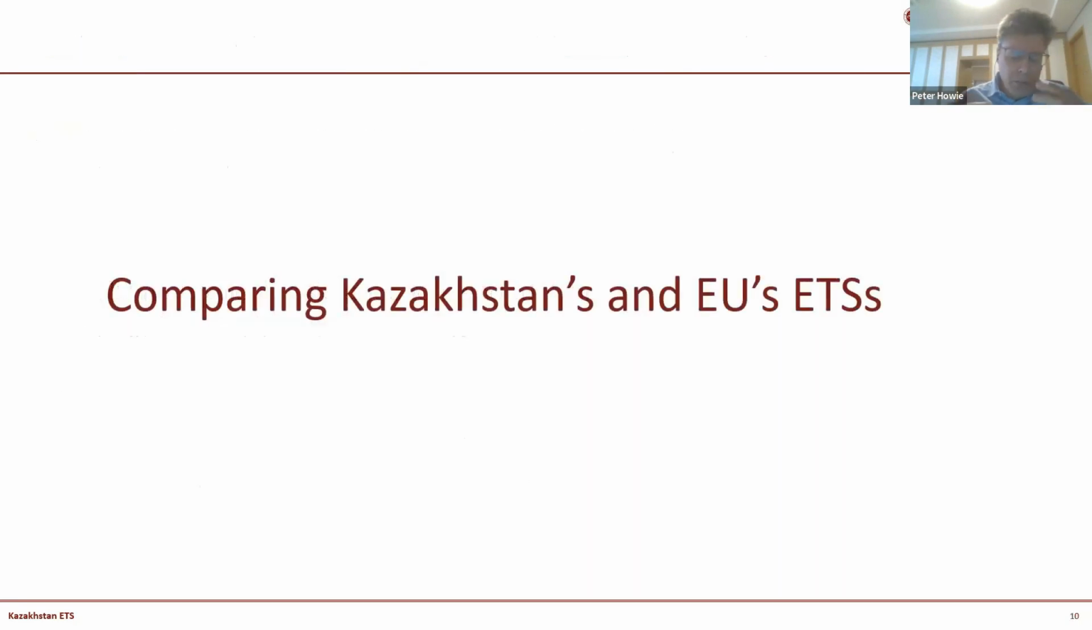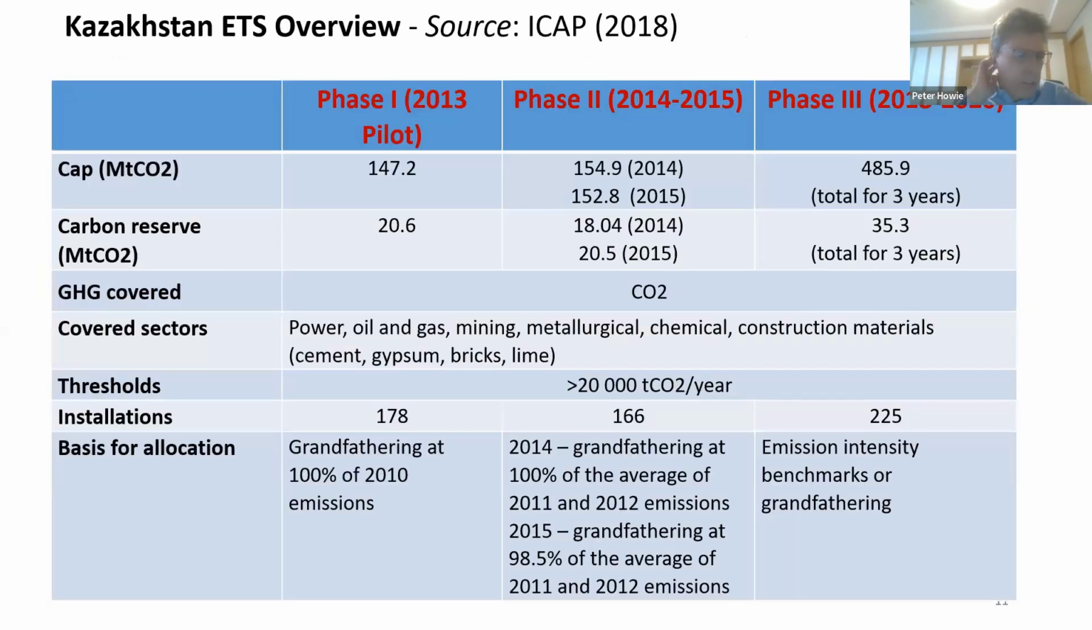So we've gone through the first two components. Now let's look at comparing Kazakhstan's and the EU's ETSs. I'm not going to discuss this table very much. All I'm going to do is note that there have been three phases in Kazakhstan. The first phase was in 2013. The second phase was 2014 and 2015, and phase 3 was 2018 to 2020.